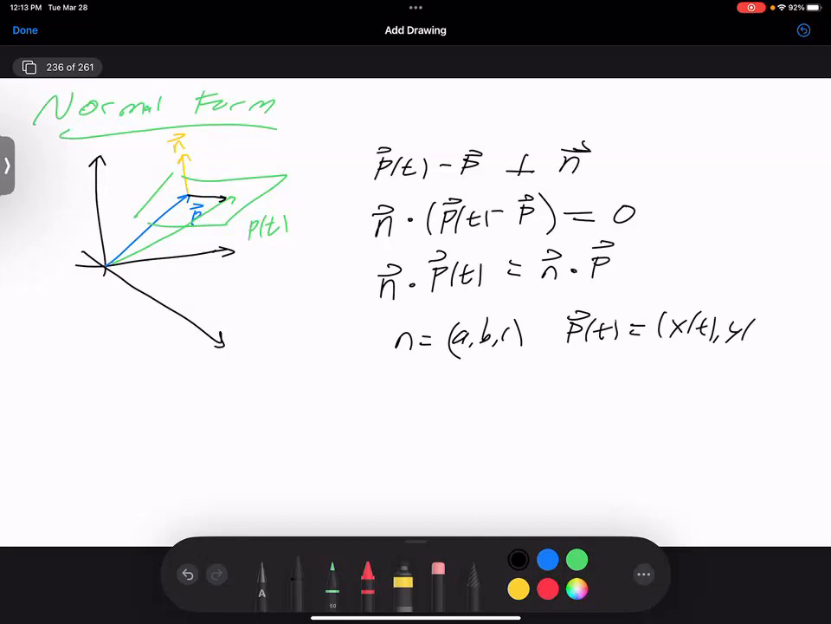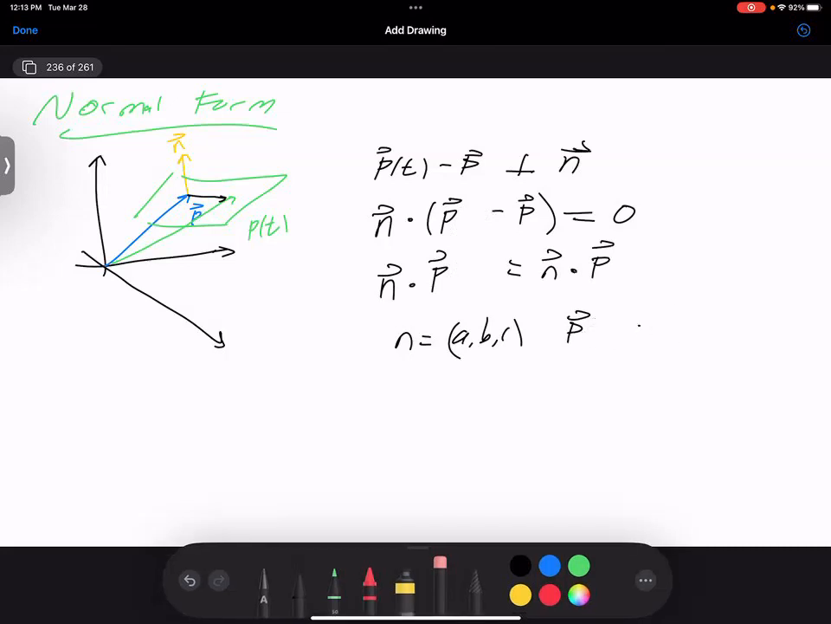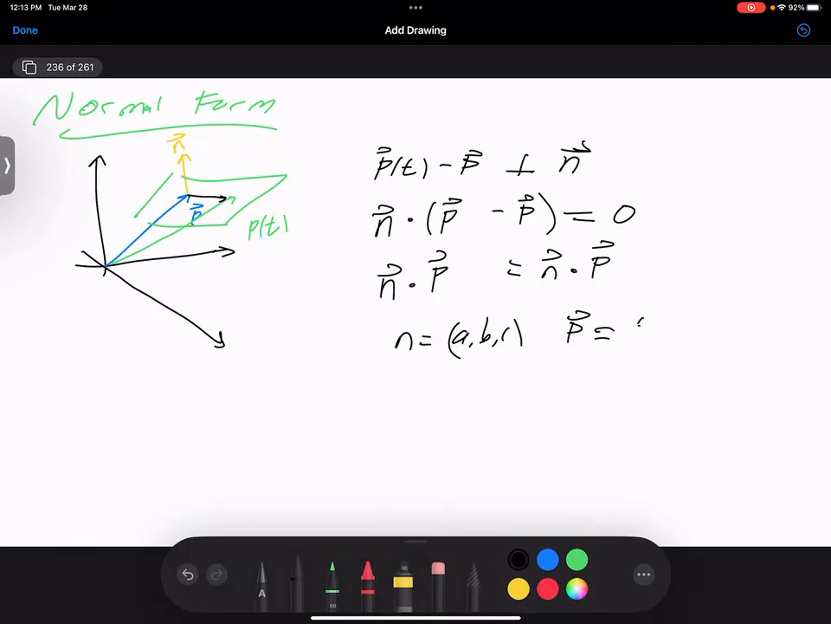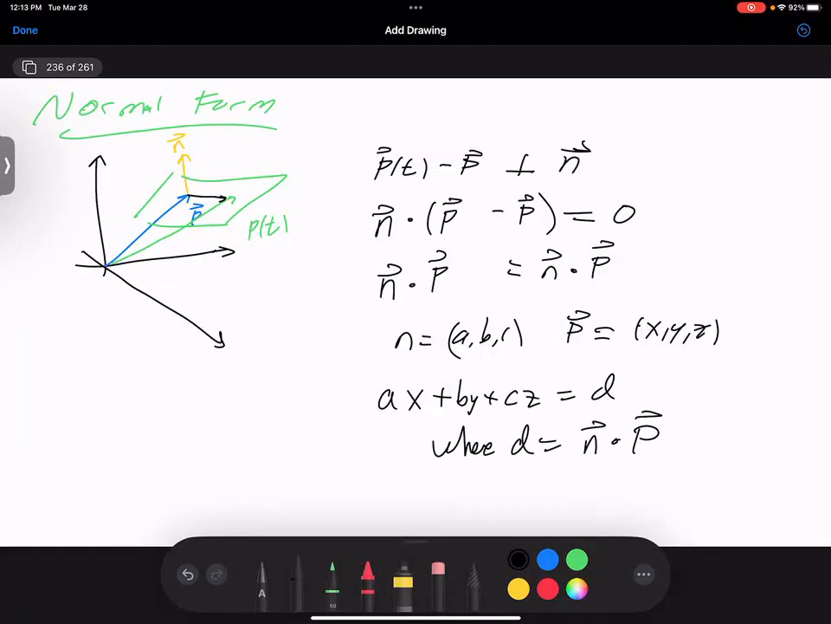so I should not be using t, I should just be using some point. And P is just x, y, z. We would get ax plus by plus cz is d, where d is equal to n dot your initial point P. So this is another way to write down the equation of the plane.